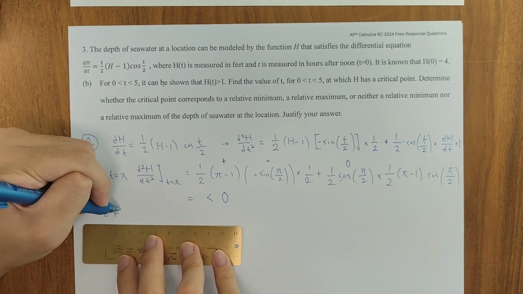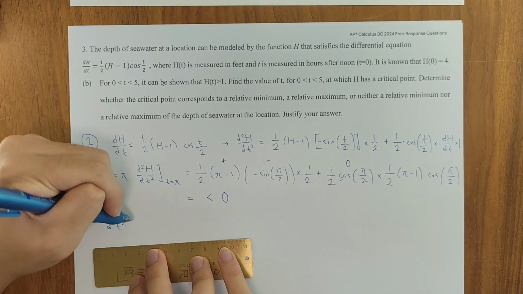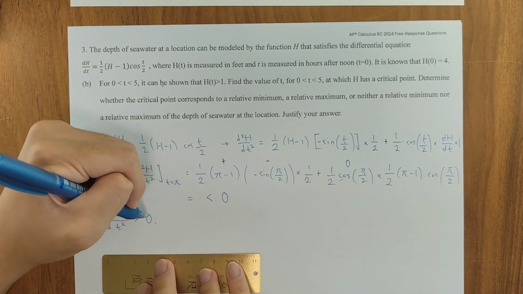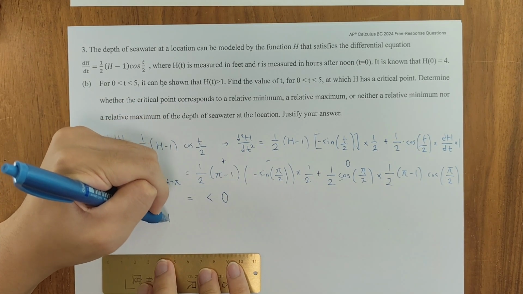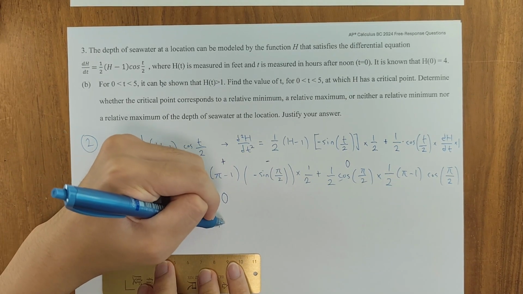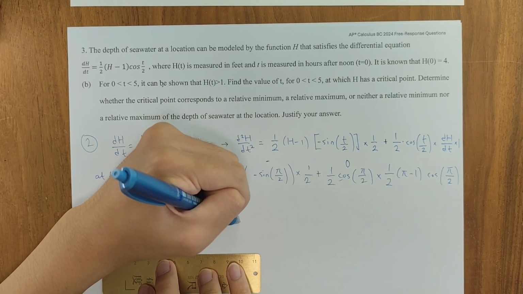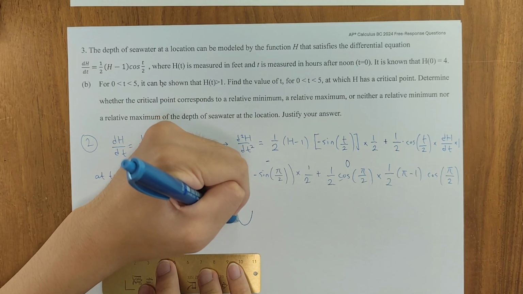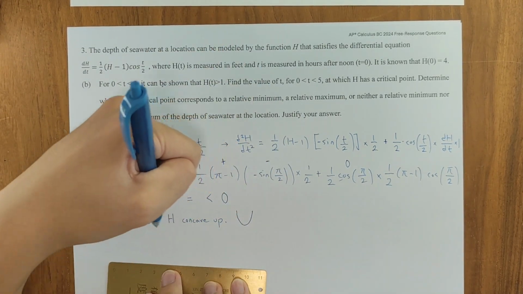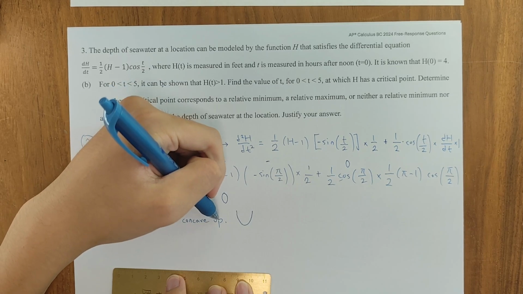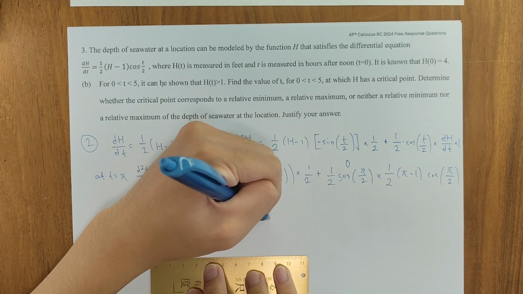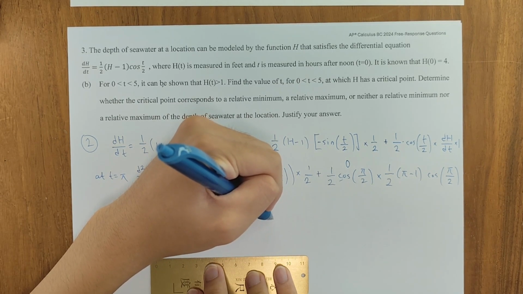So remember that when a double derivative is larger than 0, it means that the function is concave up. And what does concave up mean? It means this. It's a general shape like a parabola facing upwards. So h is concave up, which means that at this point there's a relative minimum.